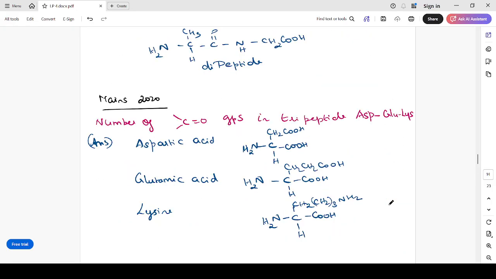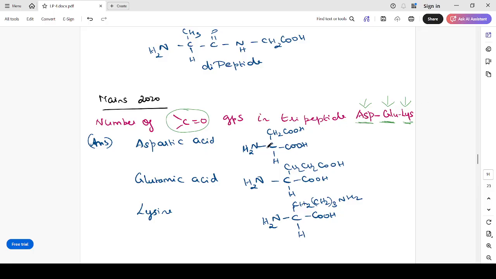Okay, let's go for this question. Number of carbonyl groups in tripeptide formed with aspartic acid, glutamic acid and lysine. They have not told you what is ASP, what is GLU, what is LYS. Since it is provided in NCERT textbook, it is expected for us to remember these things. Also, along with that, you should remember the acid also.